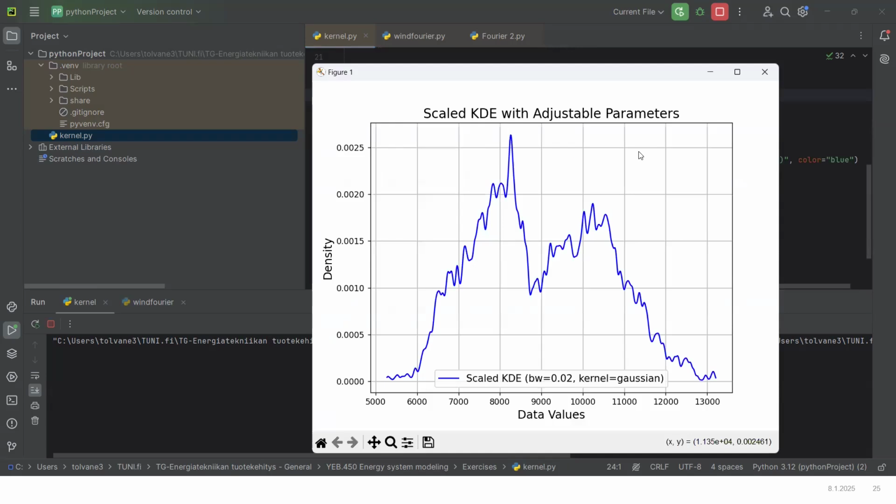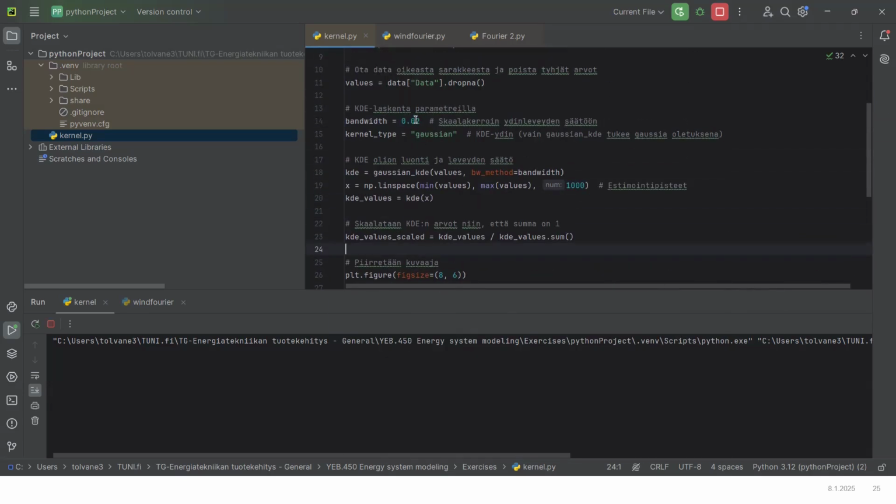For some reason, it seems to be rather slow. Let's see if it does. Yeah, no, it does the trick. So there you can see from the Finnish electricity production, the density function.